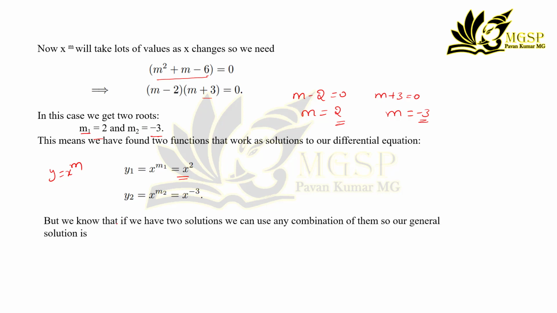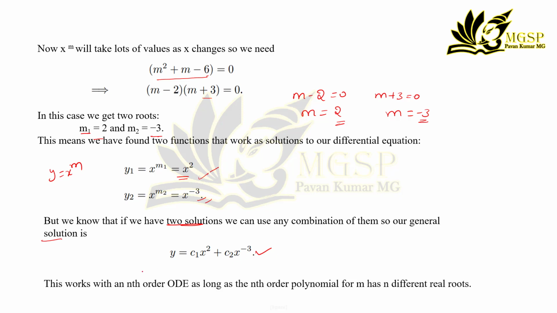We know that if we have two solutions, we can use any combination of them in our general solution. Means we can write this term first or the other term first, in alternative manner, so the order doesn't matter. So you can write y is equal to c1 x square plus c2 x power minus 3. This is the solution of the equation.